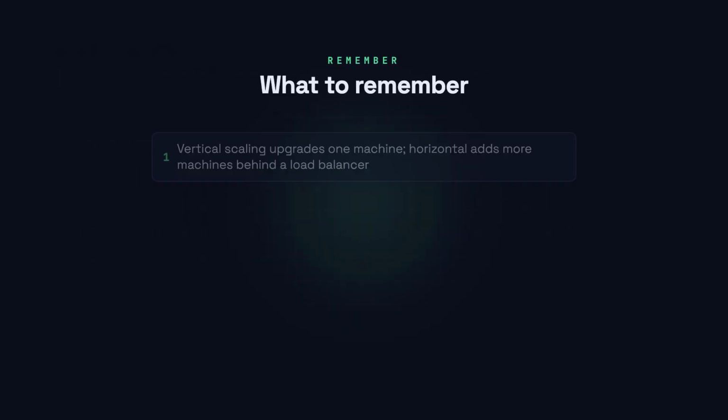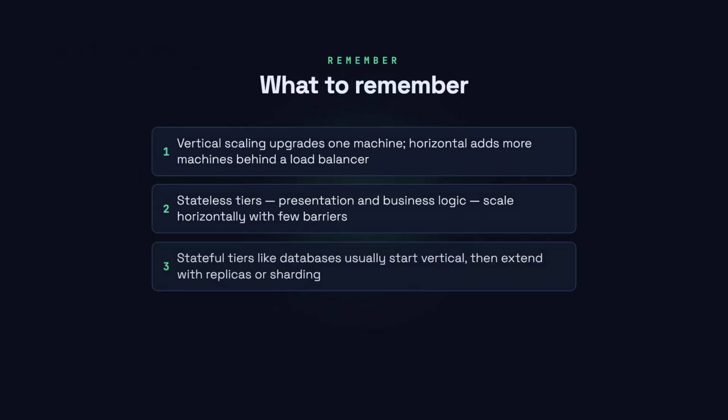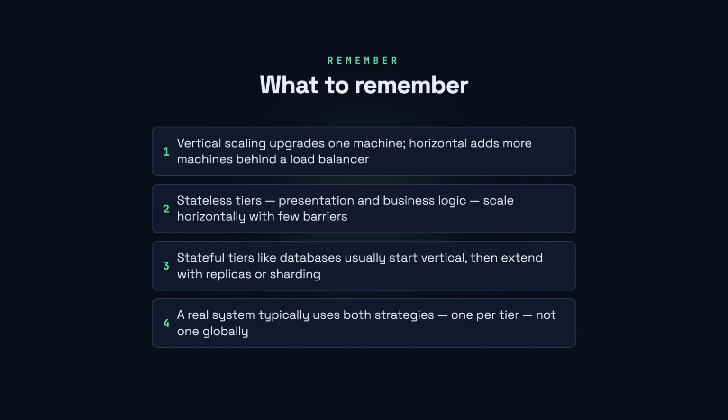To sum up, vertical scaling is the simpler move. One machine gets more power, but it has a hard ceiling and often requires downtime. Horizontal scaling removes the ceiling and improves resilience, but it requires stateless design and added infrastructure. The most important takeaway is that these are not system-wide choices. Your presentation tier, your business logic tier, and your data tier may each use a different strategy, and recognizing that is the mark of mature architectural thinking.